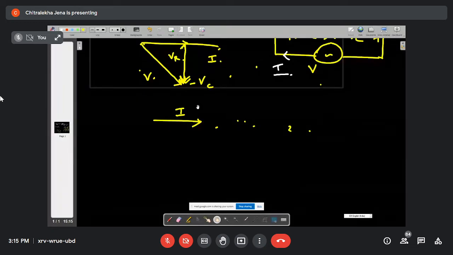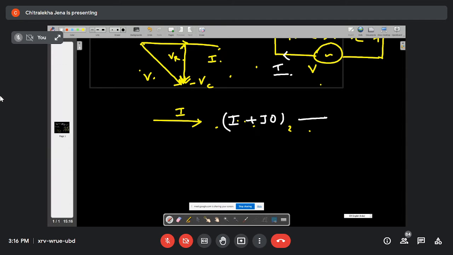So now how will I write down this phasor I, the current phasor, in the rectangular form? I can write it as I plus J0. All of you got it? Yes, ma'am. In polar form, how can I write it down? It will be I at an angle of 0 degree. Yes or no? Yes, ma'am.